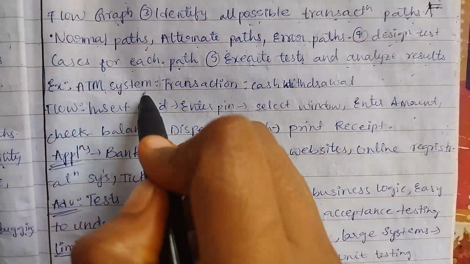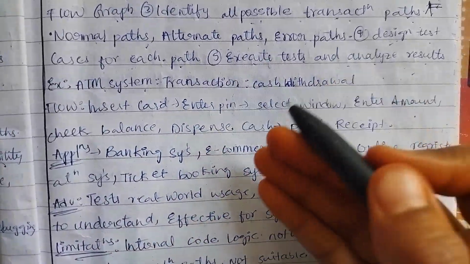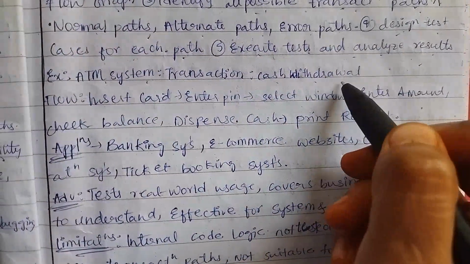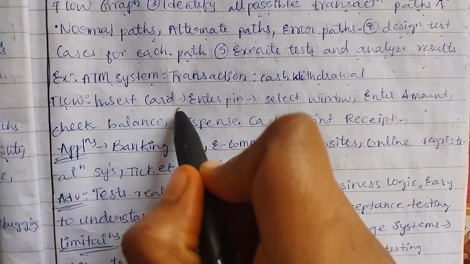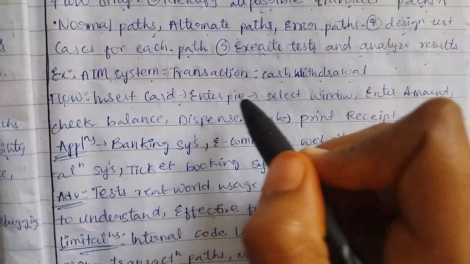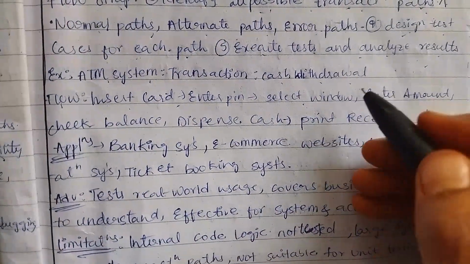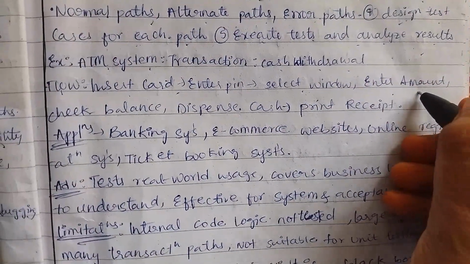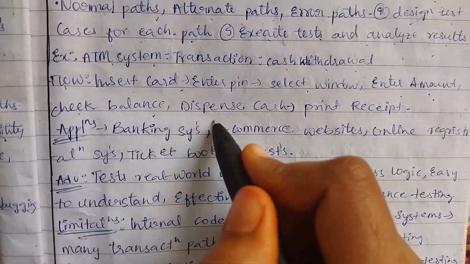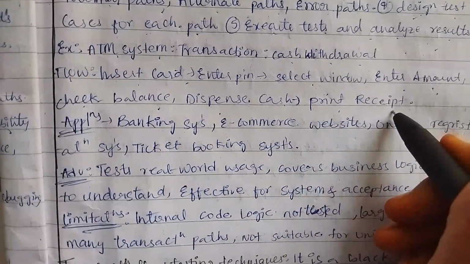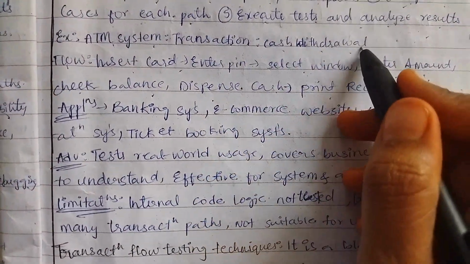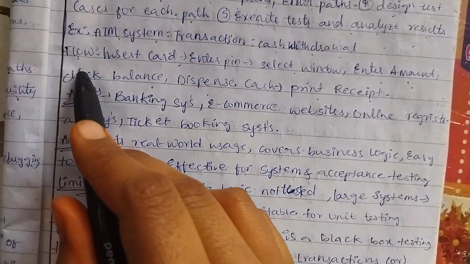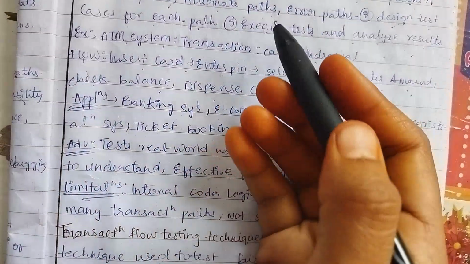For example, an ATM system. A transaction is the process of sending money, debit and credit. Cash withdrawal is like a flow. Insert a card, first step. Then enter the PIN. After that, select the window on which you are performing the task. Then enter the amount. After that, check balance. Then dispense cash. Then print receipt. These are the steps involved in the transaction flow. This is the transaction flow.